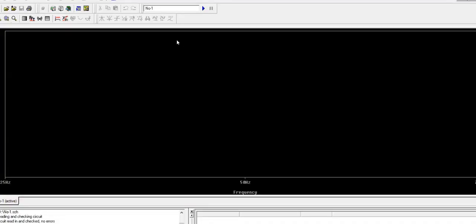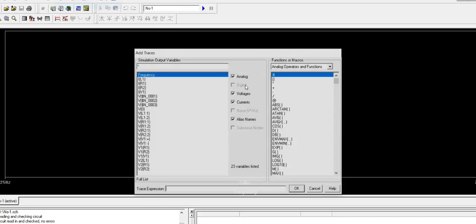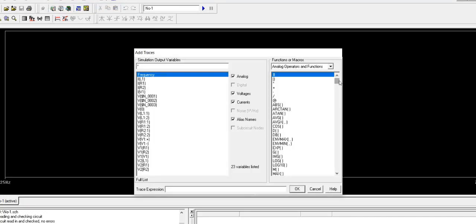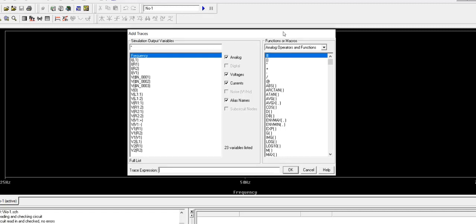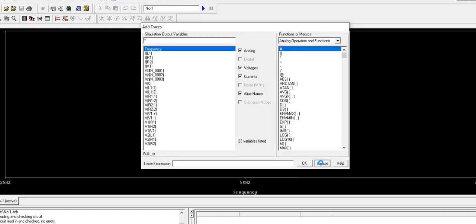Now if you want to see the power absorbed by resistance, go to trace, add trace, and in the right hand side if you scroll down, in some of the editions of PSpice there is an option named W which shows us the power directly, but in my edition there is no such option, so that's not a problem. We can do it differently. For this, let's close this.